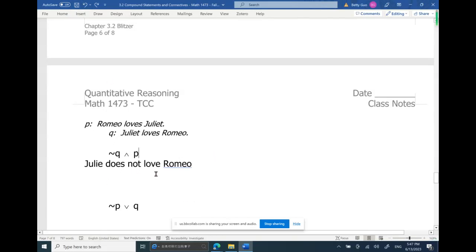We have two pieces in this conjunction. Not Q is one piece. P is another piece. Q is Julia loves Romeo. Then not Q would be Julia does not love Romeo. And, or you can say but, right? Same thing. And, or but is better in this situation. Julia does not love Romeo, but Romeo loves Julia.